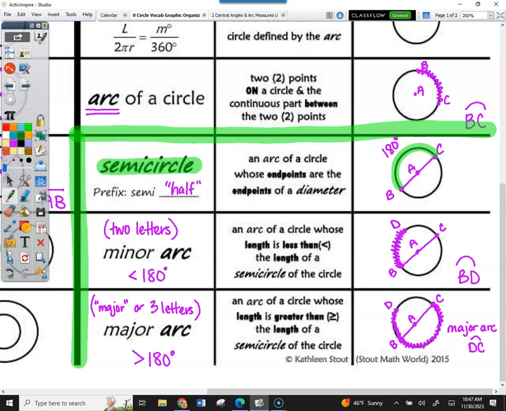So the other way to name this, I'm going to put or, you could call it DBC. And then, of course, it looks weird because it's 3 letters. And then you draw a giant arc above it. But that is another way to name a major arc.